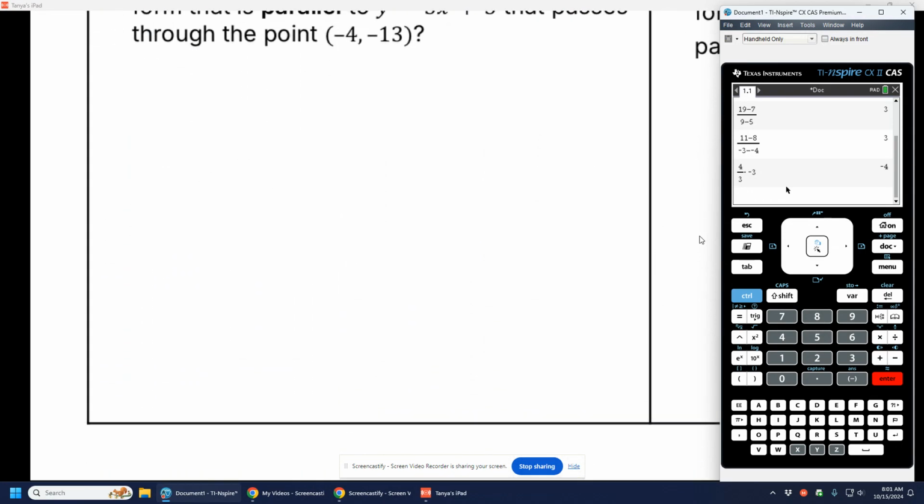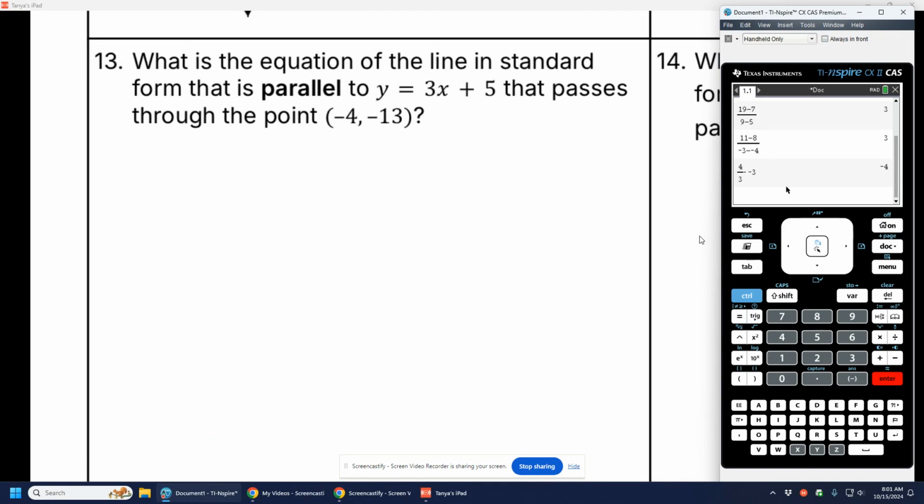Okay, number 13. So this is going to be the last one that we do together. What is the equation of the line in standard form? So this one is even telling you, they want you to go all the way to standard form. That is parallel to y equals 3x plus 5, that passes through the point -4, -13. So that point is going to be my x1, y1.